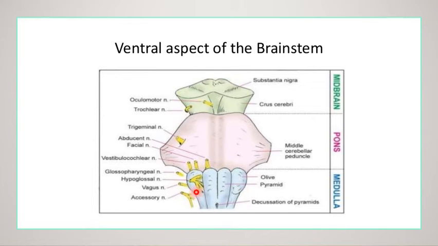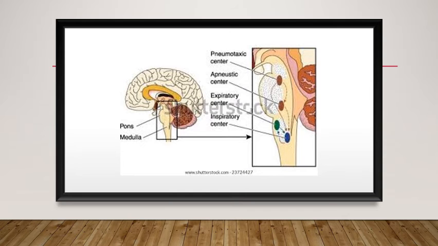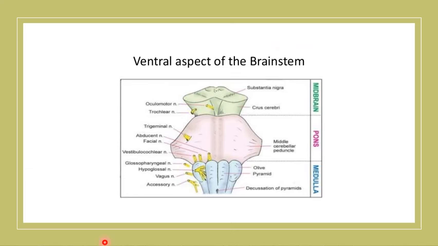Next, let us see medulla oblongata. Let us understand further. Okay, this slide also we'll quickly review. Pneumotaxic center, apneustic center, expiratory center, inspiratory center. So this is the justification why we say that actually pons is your center of respiration.